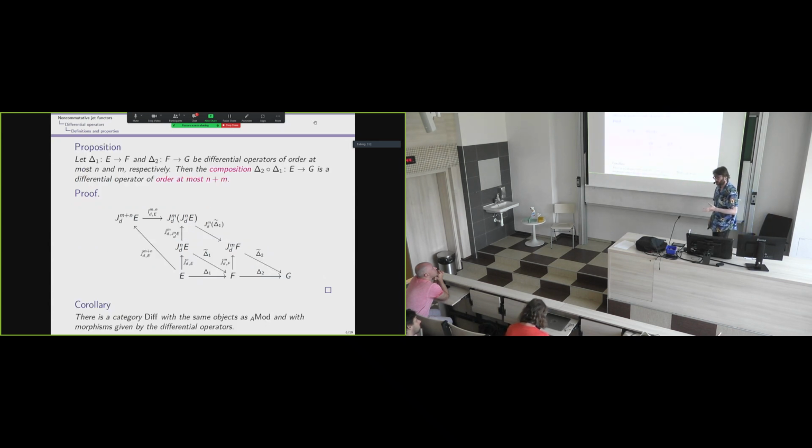And it's a bit more complicated to show that the composition of two differential operators of order at most n and m will be a differential operator of order at most n plus m. That follows from this diagram. So the important part is that this map here is left linear. So in particular, it's a morphism of left A modules. And therefore, we can apply the jet functor to it, and you get something reasonable here. And then you just compose everything, and you see that this composition actually admits a lift to the jet bundle order m plus n.